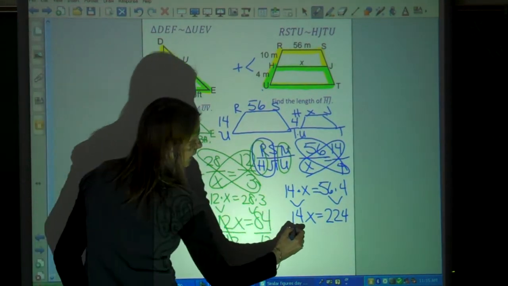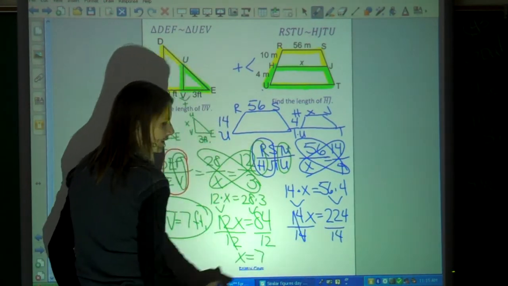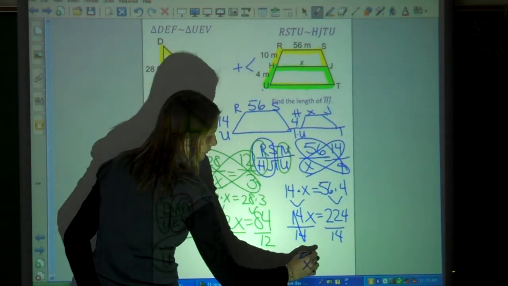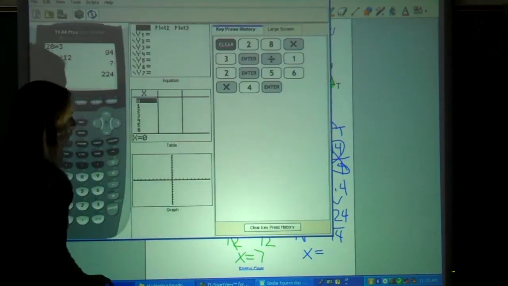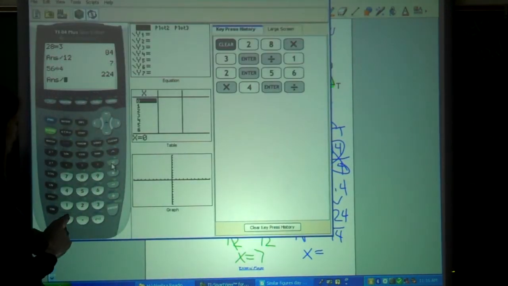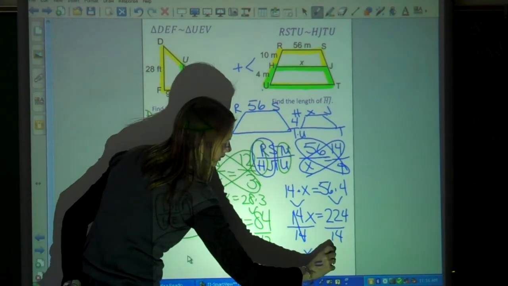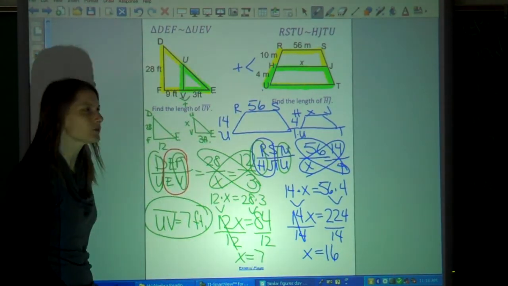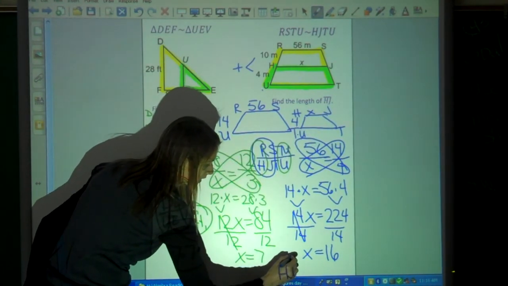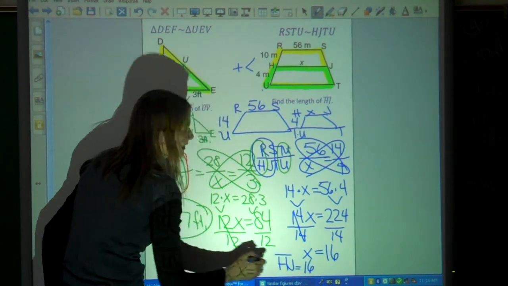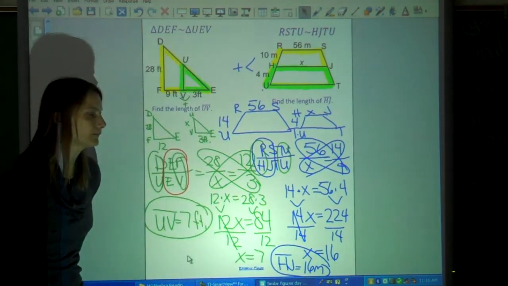I want to do the opposite. And I want to divide both sides, because it's an equation, by 14. 14 divided by 14 is 1, so we get rid of that, and we're left with X. And in my calculator, 224 divided by 14, I'm just going to hit divide by, because the 224 is already there, 14, and I get 16. So for this shape, X is 16, but it doesn't want to know X, it wants to know HJ. So underneath, I'm going to write HJ segment is equal to 16, and it's meters. And I'm going to circle that up.